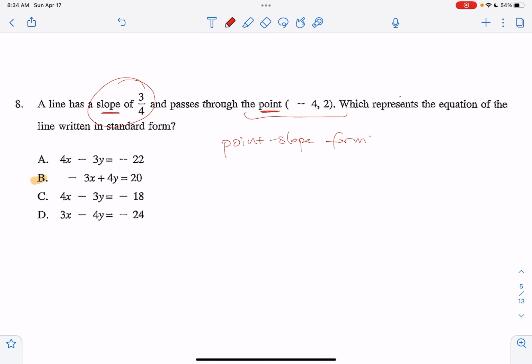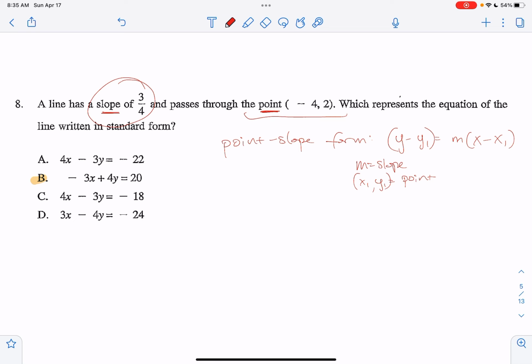And for the point slope form, you have y minus y1 is equal to m times x minus x1, where m is a slope and x1, y1 is a point, and this is any point on the graph, not necessarily the y-intercept.